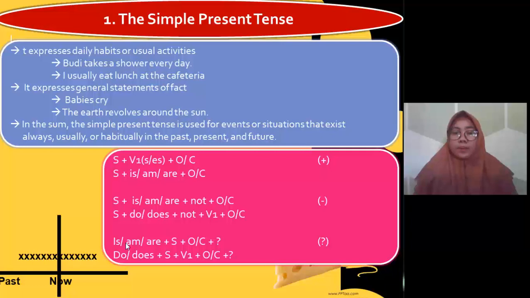For other examples, I usually eat lunch at the cafeteria. Here it is a daily, usual activity for the subject I. And the next one, babies cry. It is a general statement of fact.